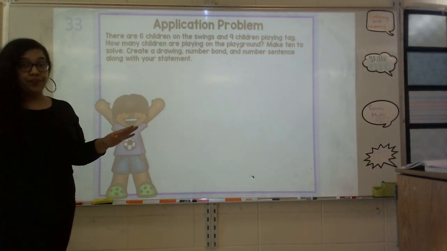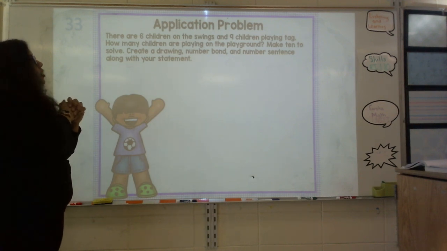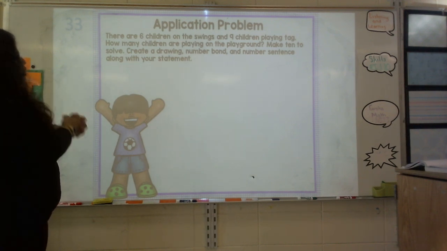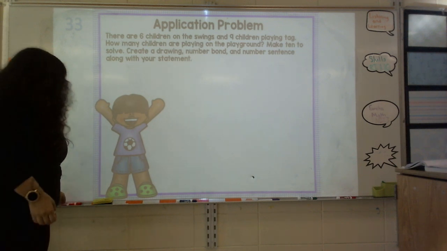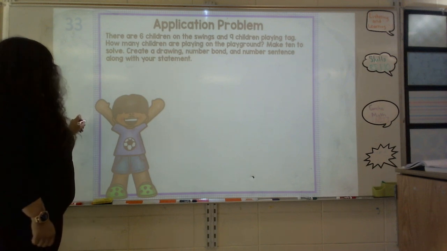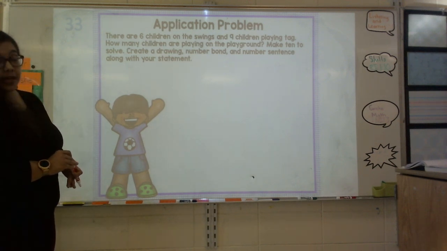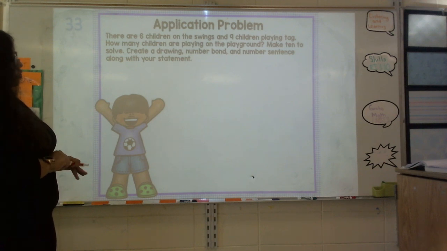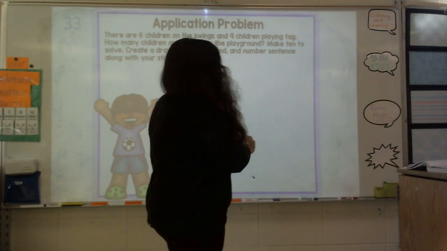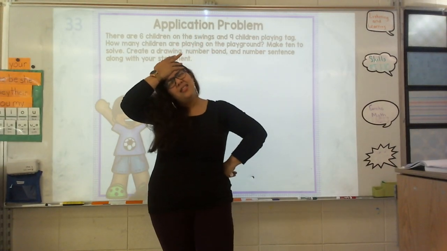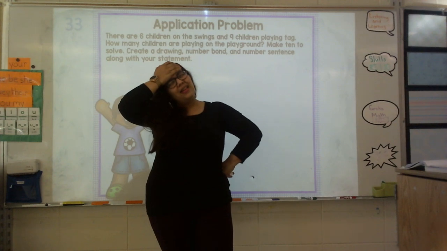All right, so it reads that there are 6 children on the swings and 9 children playing tag. How many children are playing on the playground? Is this my good red one I just had? Yep, okay. All right, so let's draw a picture first to represent the 6 children on the swings and the 9 children playing tag. Now let's just think about this real quick. 6 children on the swings and 9 playing tag.